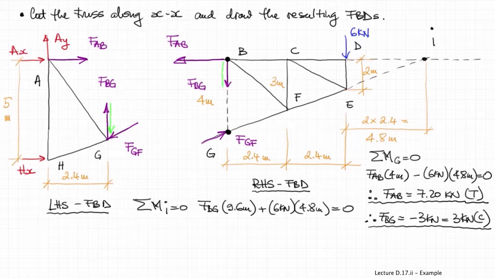So we can actually indicate that with these green arrows on the diagram, like so, in order to remind us that the member is actually in compression, not in tension.